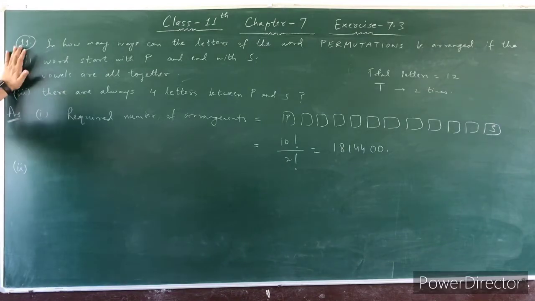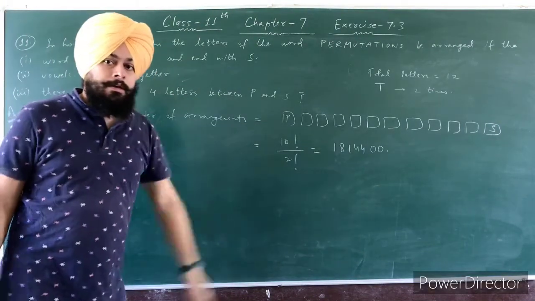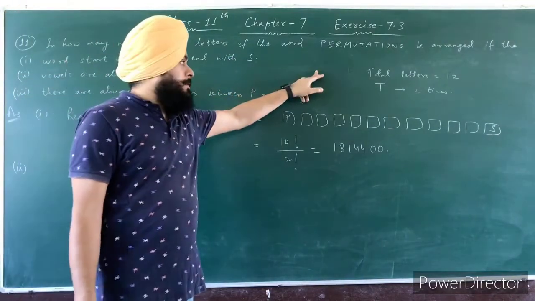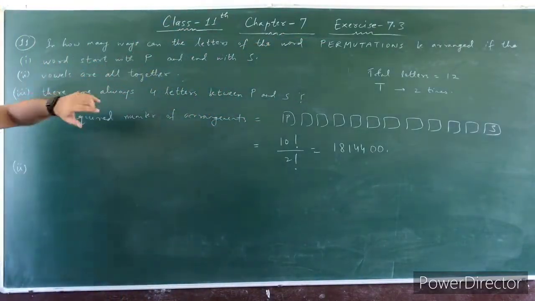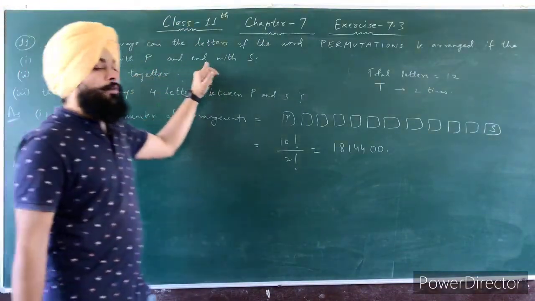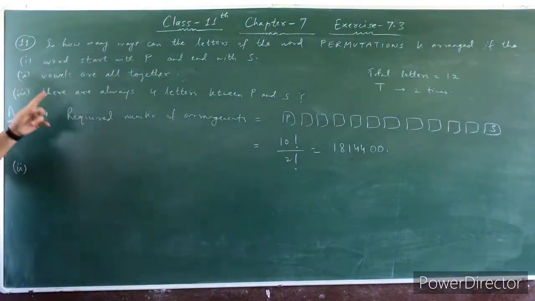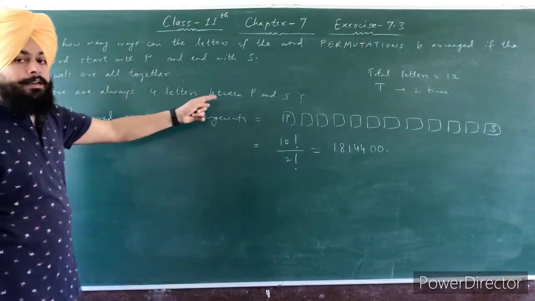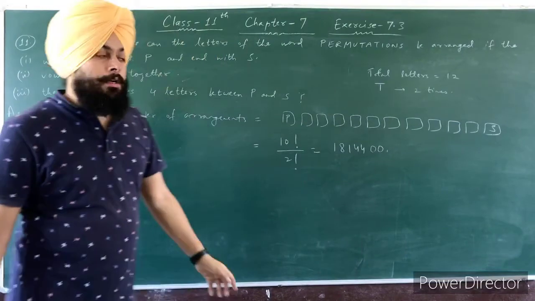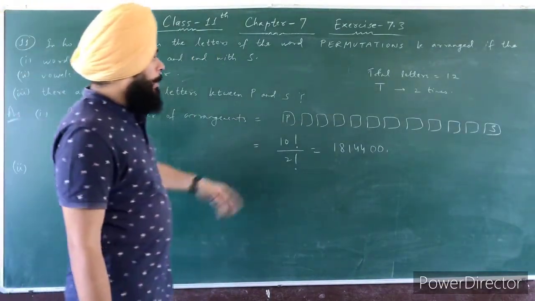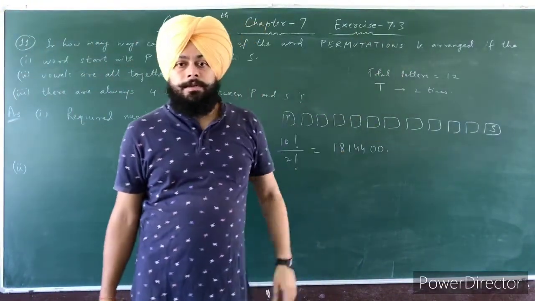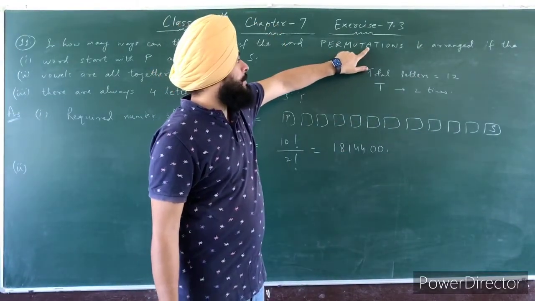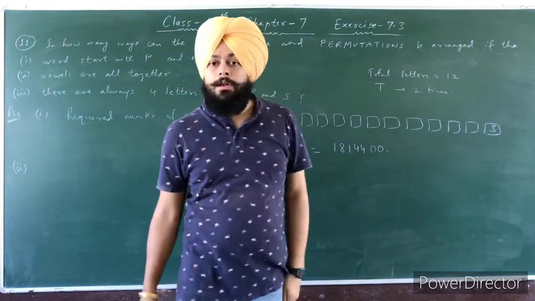Next, this is your last question, number 11 of exercise 7.3. The question is: in how many ways can the letters of the word permutations be arranged if the word starts with P and ends with S, this is your first part; second one is vowels are all together; and the third one is there are always 4 letters between P and S. So let us count how many total letters are in this word permutations. There are total 12 letters: 1 2 3 4 5 6 7 8 9 10 11 and 12.